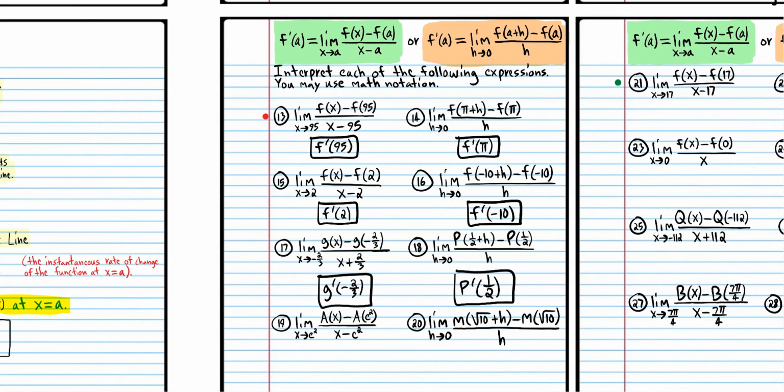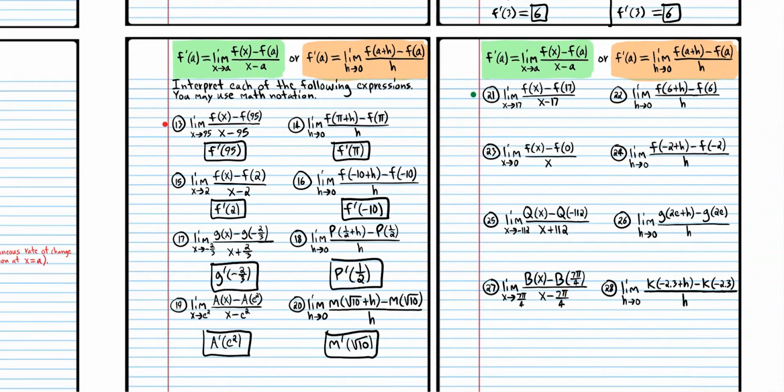Okay, and now we're going to use the green formula again, but our function is now a. So this is the derivative of a when x is equal to e squared. And then we're going to use the orange formula again. That expression is the derivative of m when x is equal to root 10.